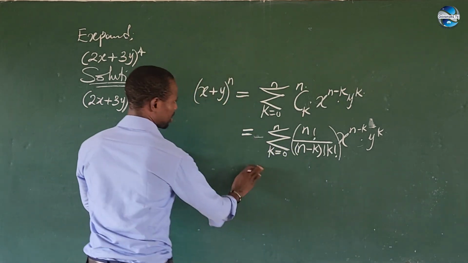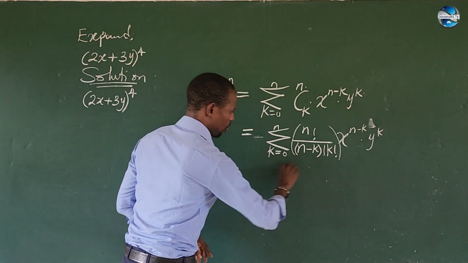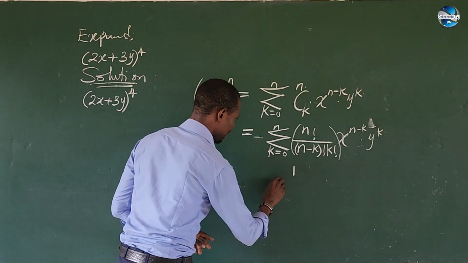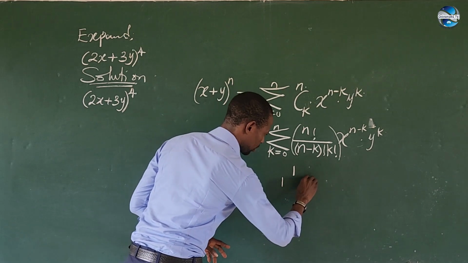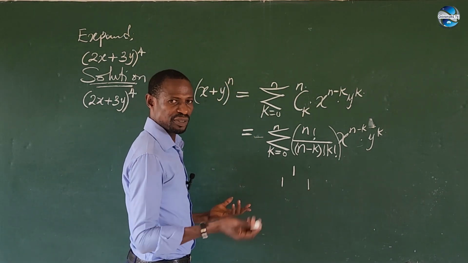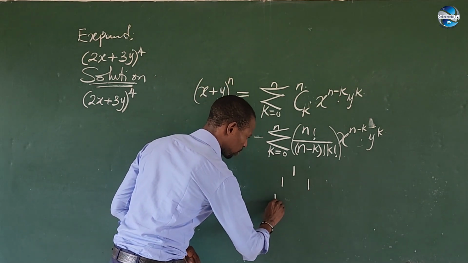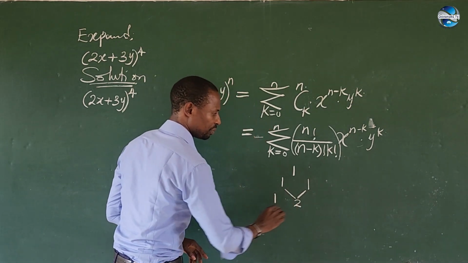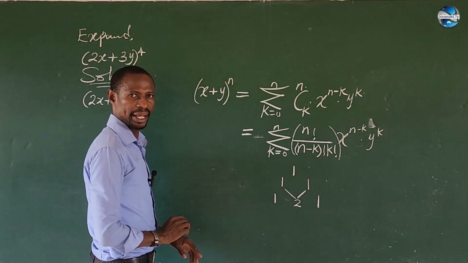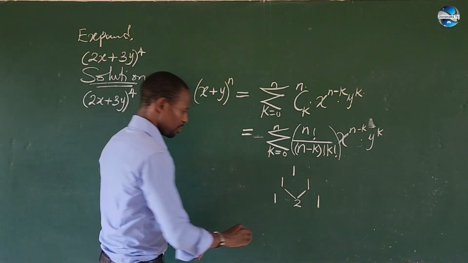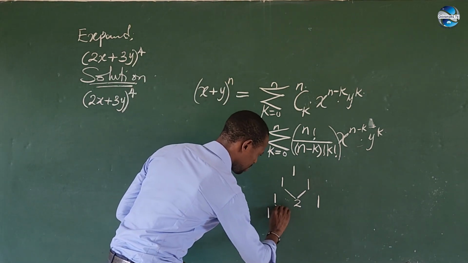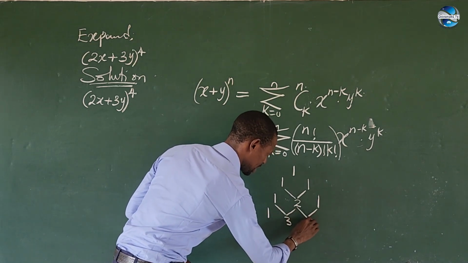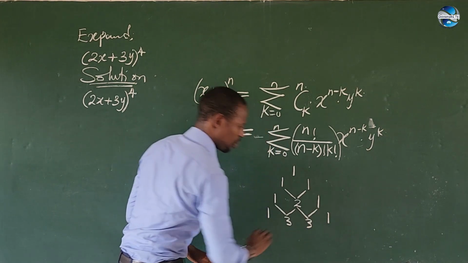From our Pascal triangle, we have 1 for the power of 0. Then for the exponent of 1, we have 1 and 1. Then for the exponent of 2, we have 1, we add this and this together to give us 2, then we have 1 out here. Then for the exponent of 3, we have 1, then we bring this and this together to give us 3, we equally bring this and this together to give us 3, then we have our 1.